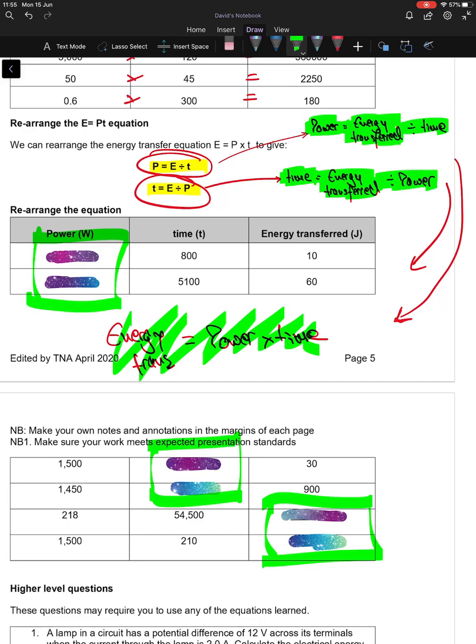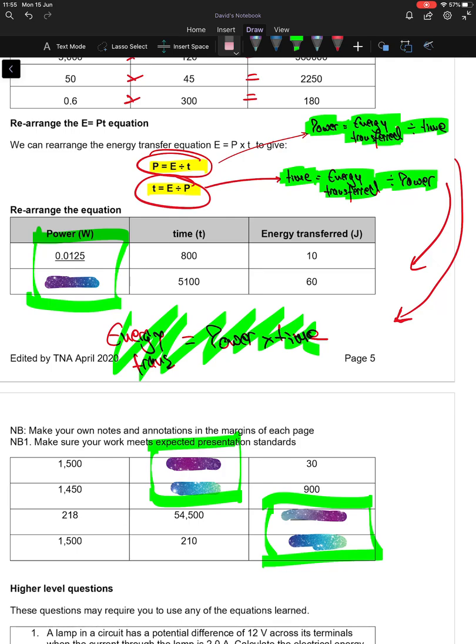So pause the video for me now and have a go at using those equations to try and work them out. Right, so if you've unpaused the video, that means you've had a go at these questions. So let's just go through them quickly.